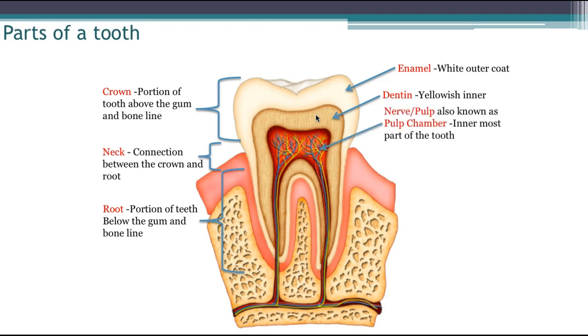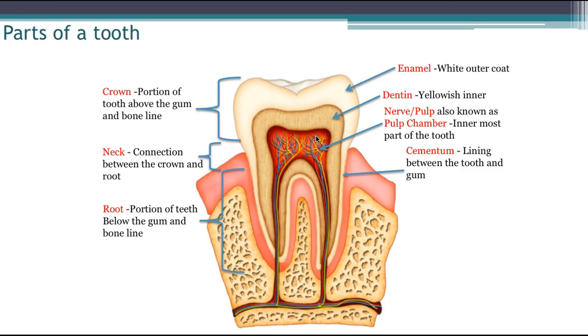Next, we have our nerve. Now, this is the part that feels everything. It feels pain. It will feel coldness, sensitivity to cold, sensitivity to hot. So if you do have a cavity and it's pretty close to your nerve, this is the portion that will feel everything. And if a cavity does extend to your nerve, you need a root canal, but we'll talk about root canals later on.